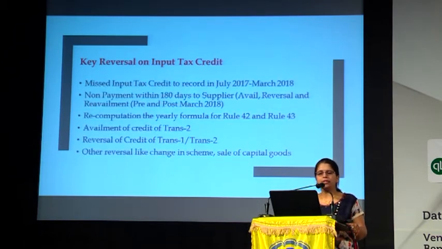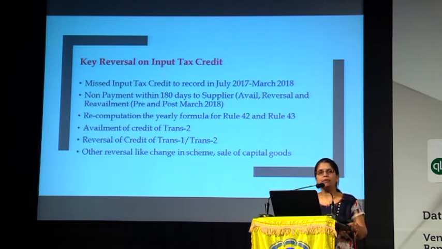Now the next issue is missed input tax credit not recorded in July 2017 to March 2018. Let us assume that we have missed recording it in July to March 2018. We would have added it in April 2018 to September 2018, or we would have missed it in that also. What is the option for us now? It should be disclosed only in your audit report. Please don't try to disclose it in the others column in your GSTR 9.